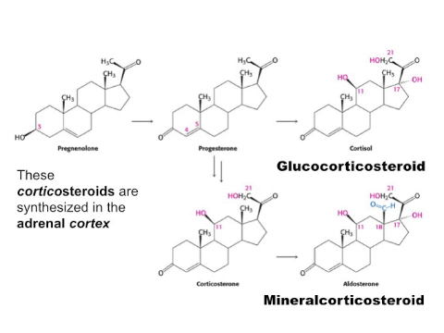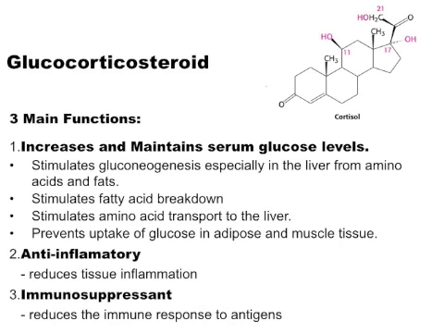We're going to take progesterone and we're going to make two different kinds of corticosteroids, glucocorticosteroid and mineral corticosteroid. Now, each of these has a different role. Glucocorticosteroids, such as cortisol that's shown here, have three main functions.